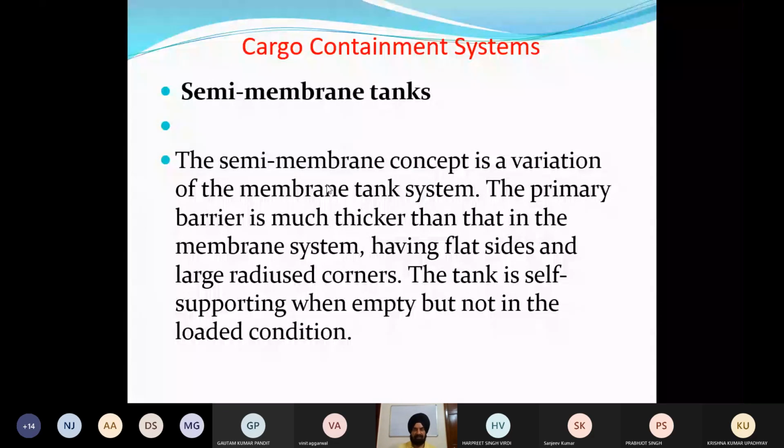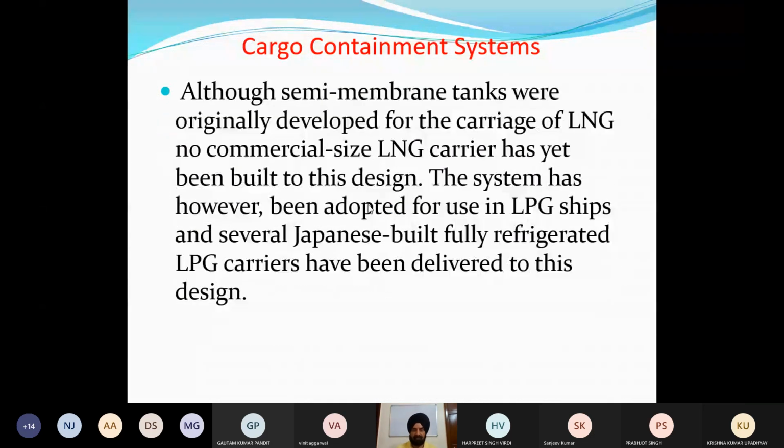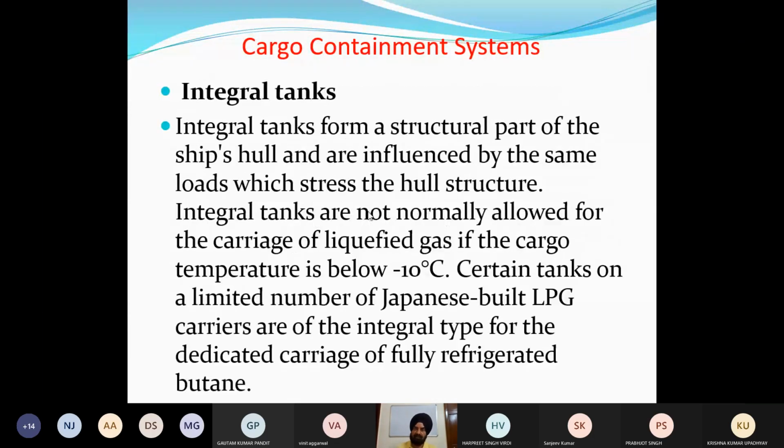Semi-membrane tanks are again slightly different, made differently for LNG, where the temperature is -160. So you have a special type of tanks being made. Now integral tanks are again a structural part of the ship's hull and influenced by the same loads which stress the hull structure. Integral means that these tanks form basically part of the hull structure, and are normally allowed for carriage of liquefied gas if the cargo temperature is below -10.